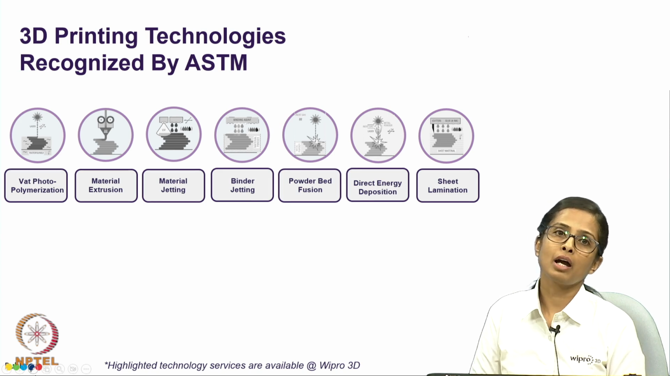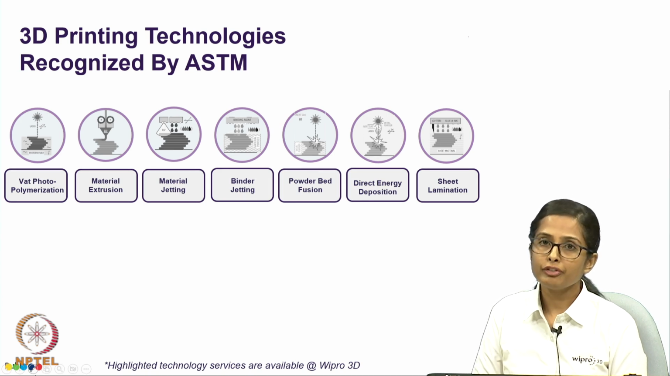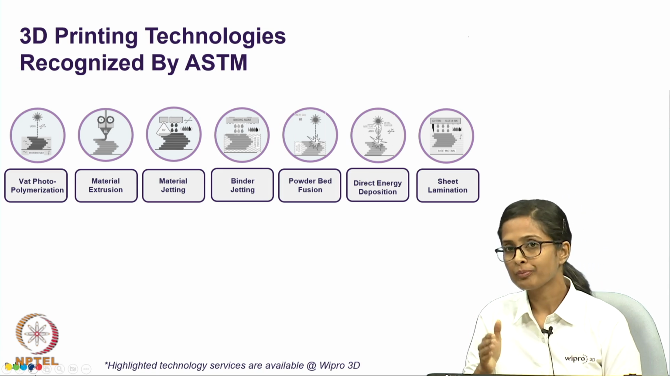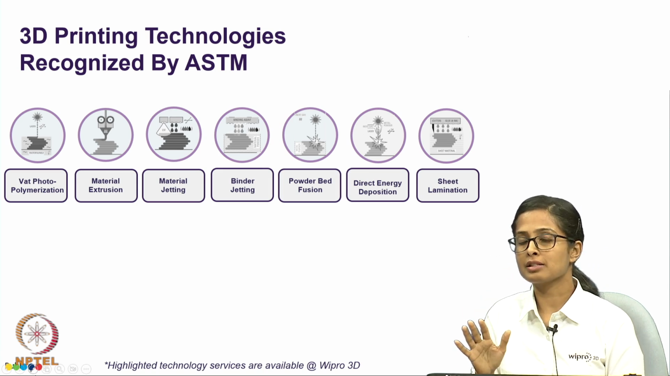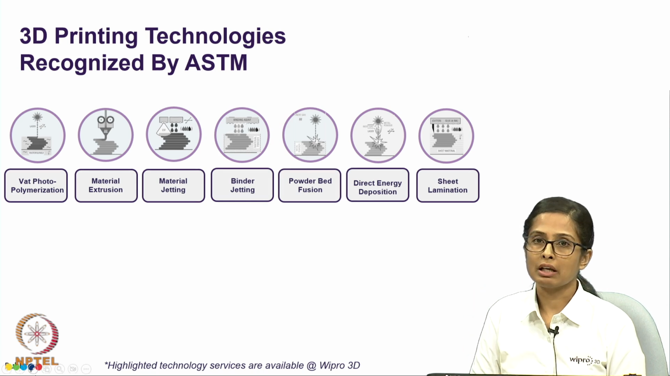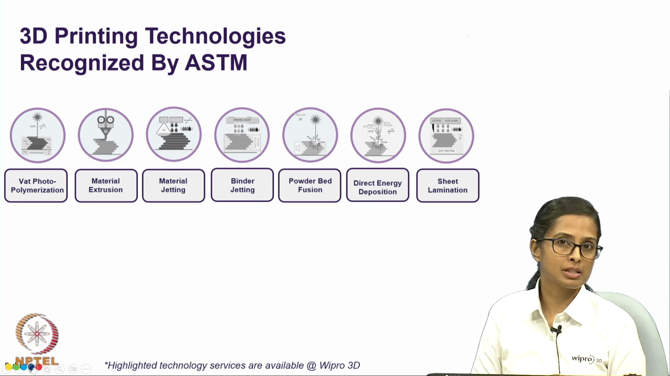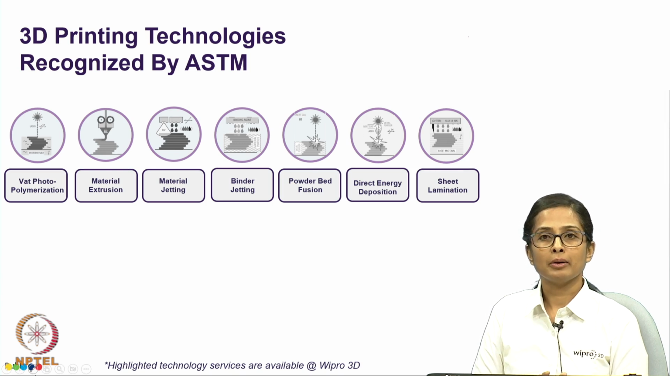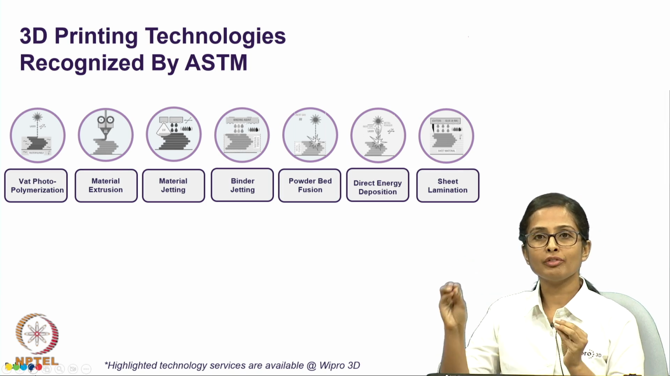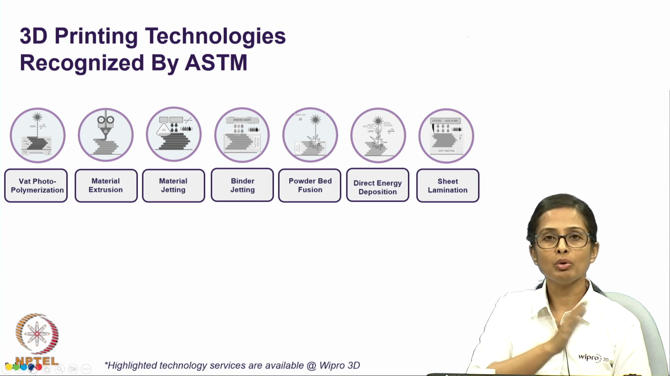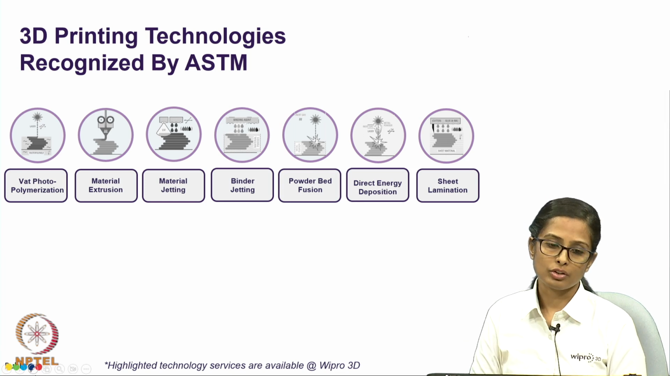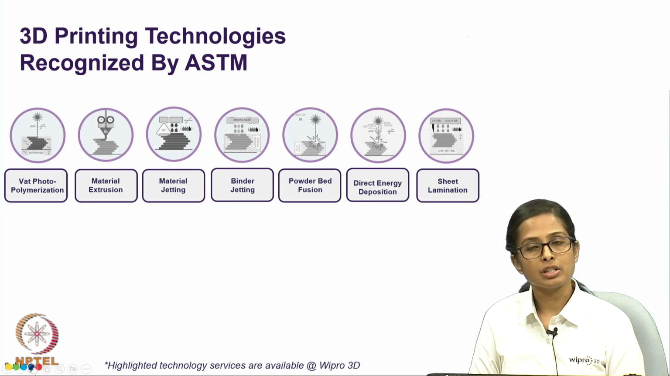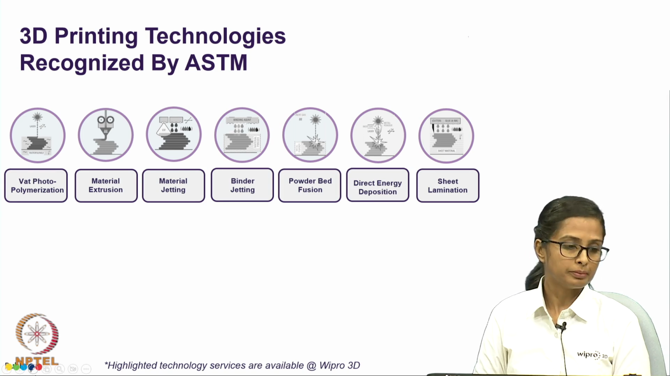Now, ASTM has categorized the different 3D printing technologies into these 7 categories. And what is the basis of their classification? The basis of their classification is the working principle. What is the working principle of a certain technology, and then you can very easily map it to any one of these technologies. So, according to ASTM, these are the 7 technologies that we will go through.